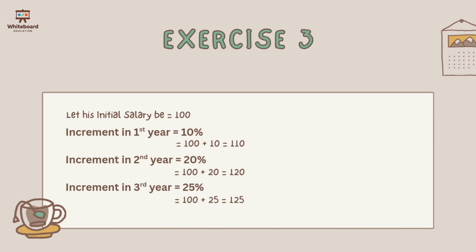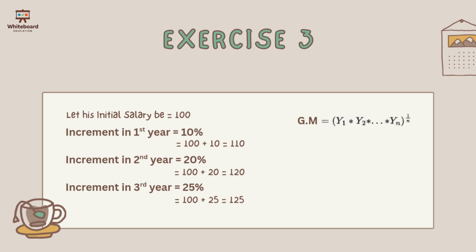Increment in the first year is 10%, so his salary would increase by 10 rupees, making it 110. In the second year, 20%, so his salary would be 120. And in year 3 the increment is 25% of the original salary, making it 125 rupees. As percentage is involved, we use the geometric mean. And the formula is this: GM equals y1 multiplied by y2 till yn, all raised to the power 1 over n.